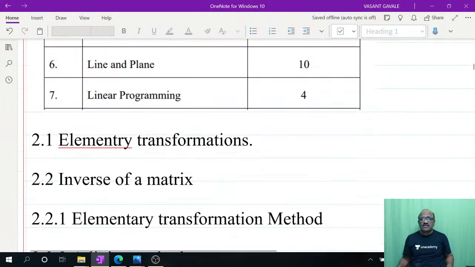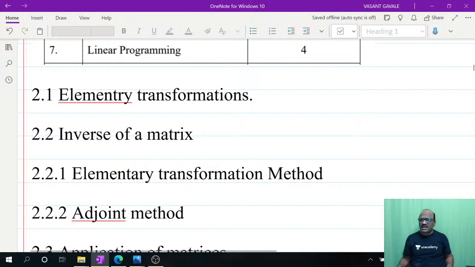ओके, या चॅप्टरमध्ये काय आहे ॲक्च्युली? दी फर्स्ट इज एलिमेंटरी ट्रान्सफॉर्मेशन, रोज अँड कॉलम्स ट्रान्सफॉर्मेशन कसे केले जातात, दॅट्स you will learn here. Inverse of a matrix. Find out the inverse of a matrix by using the elementary row transformation, column transformation.